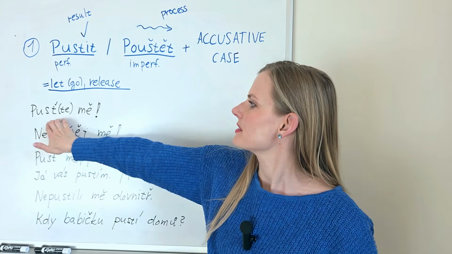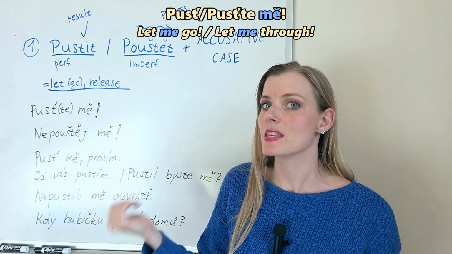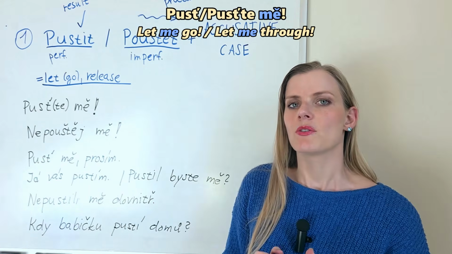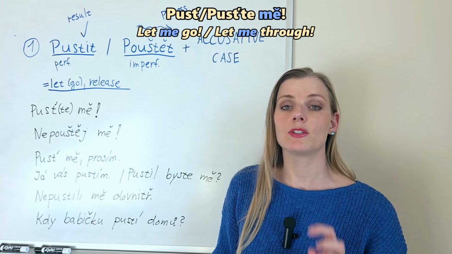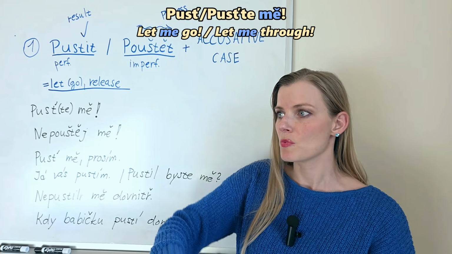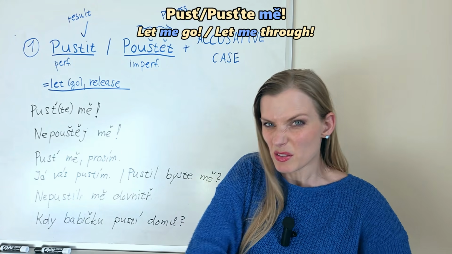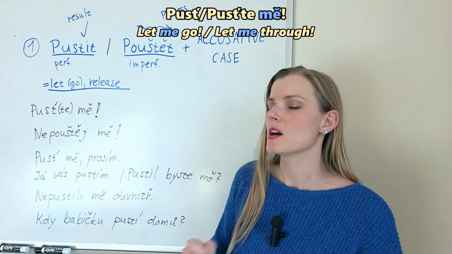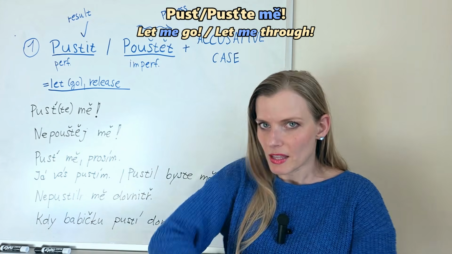For example, this sentence, pusť mě. Now here's the interesting part. It can mean two things. Imagine someone's holding you and you say, let me go. So this is one meaning. Pusť mě, let me go.